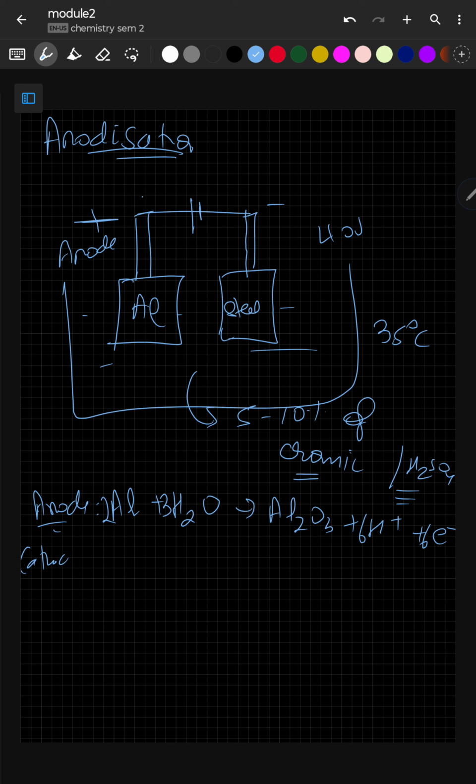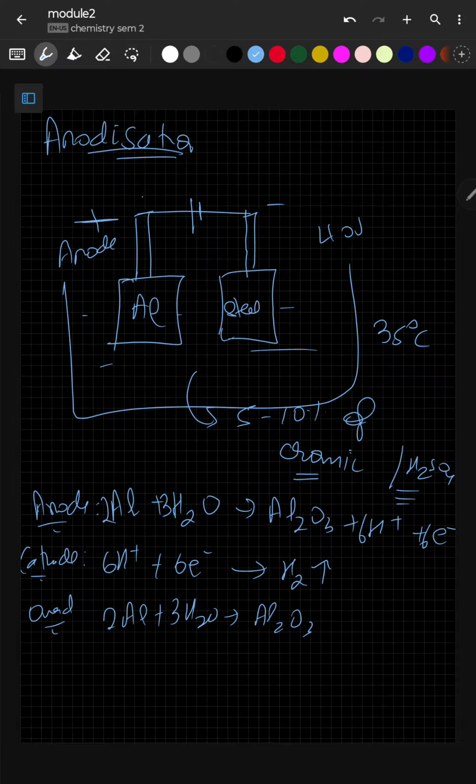Now at the cathode, what is going to happen? The 6H plus and 6 electrons which we got over here are going to become H2 and escape. In the overall reaction, the H plus and electrons get cancelled, so 2Al plus 3H2O will become Al2O3 plus H2. If you balance it, it will become 3H2 actually, because 6H plus is also 3H2 that you can write here.